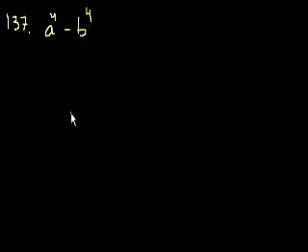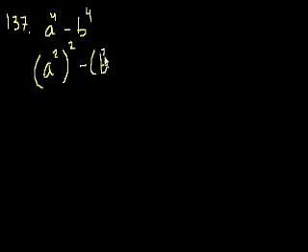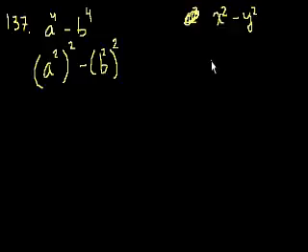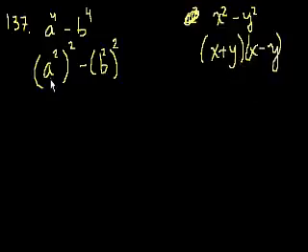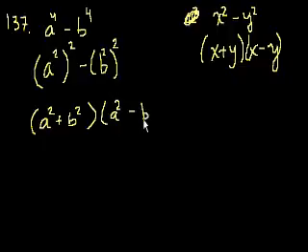And immediately, one thing I'm tempted to do is rewrite this as a squared squared minus b squared squared, because I just glanced at statement 1 and they had squares there, so I'm going to do that. And you know that, let me use different letters, x squared minus y squared is equal to x plus y times x minus y, right? So here x is a squared and y is b squared. So this is going to be equal to a squared plus b squared times a squared minus b squared.